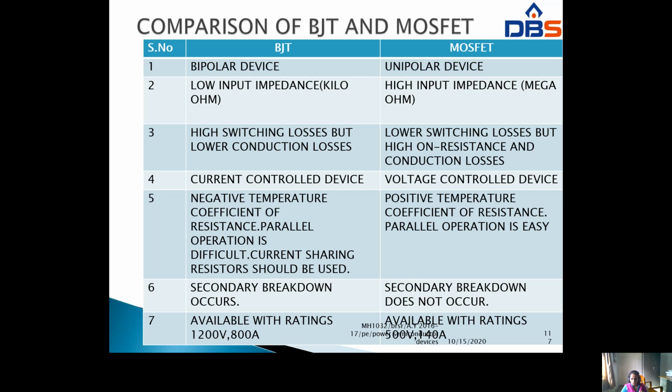And BJT is a current control device. MOSFET is a voltage control device. Negative temperature coefficient of resistance, parallel operation is difficult. Here positive temperature coefficient, parallel operation is easy. Secondary breakdown occurs in BJT and secondary breakdown does not occur in MOSFET. With a rating of 1200 volts to 800 amps, here 500 volts and 140 amps. So that is the comparison of BJT and MOSFET.